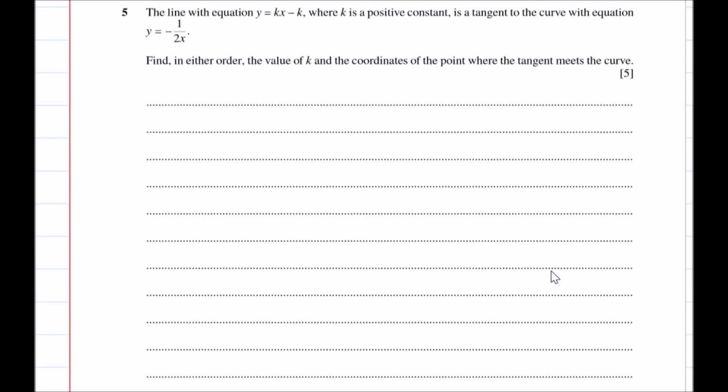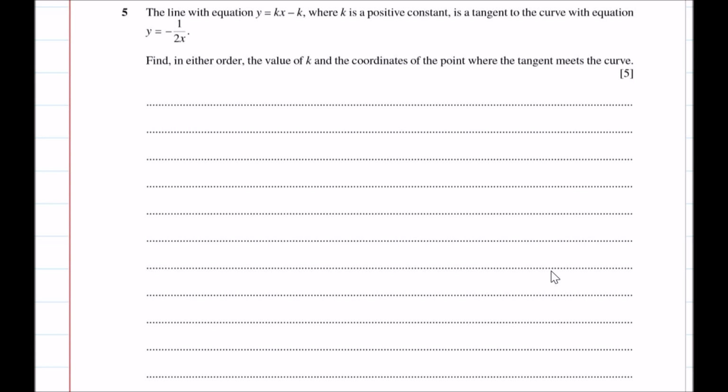Question number 5. The line with equation y equal to kx minus k, where k is a positive constant, is a tangent to the curve with equation y equal to minus 1 by 2x. Find in either order the value of k and the coordinates of the point where the tangent meets the curve. So as both the curves are meeting at a point, both are equal to y, so we can write them equal, right?